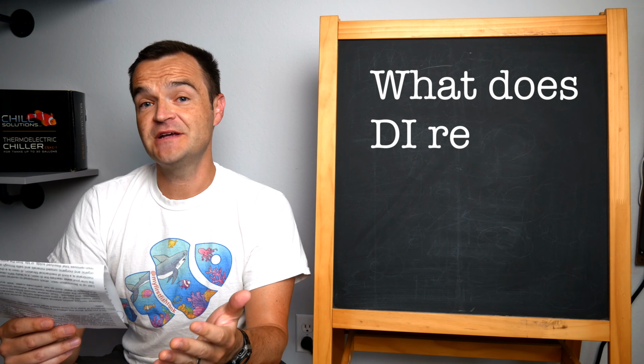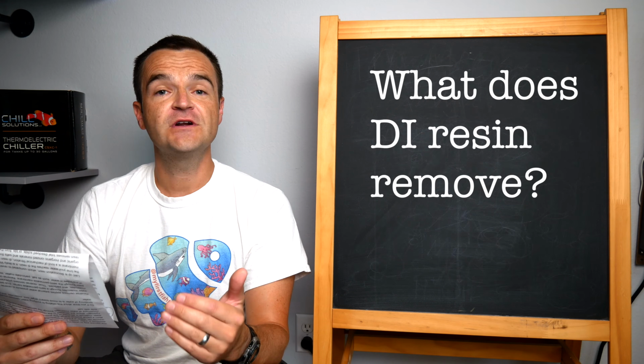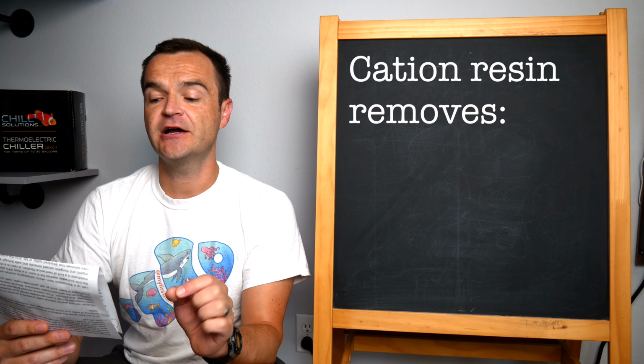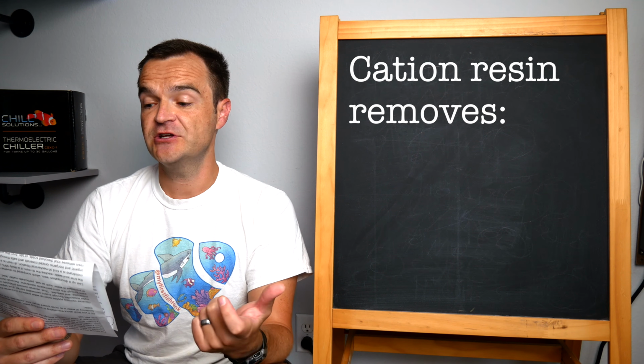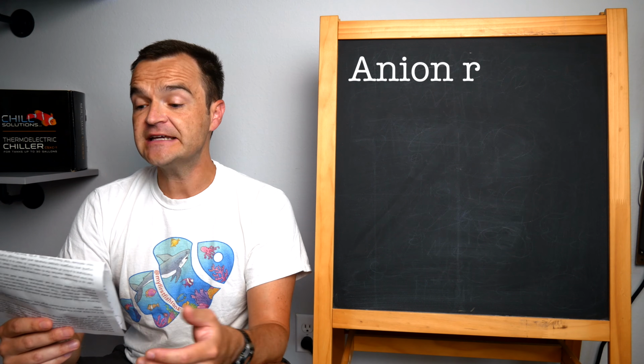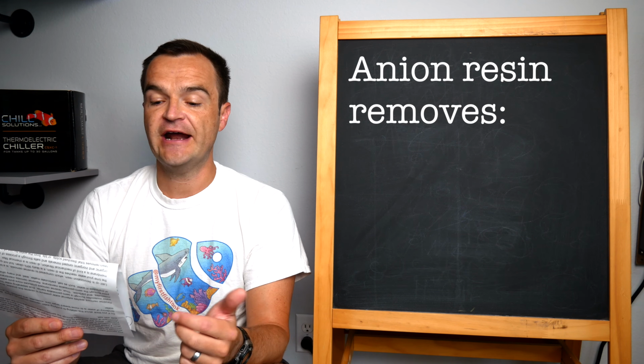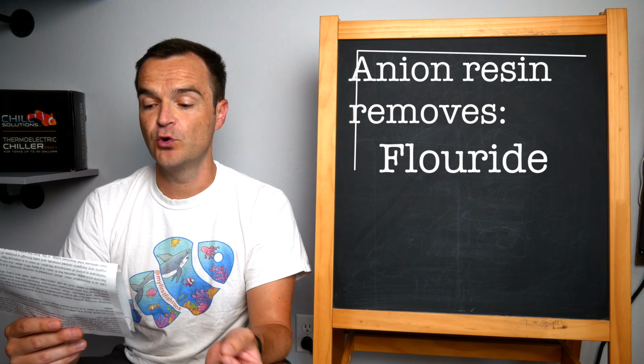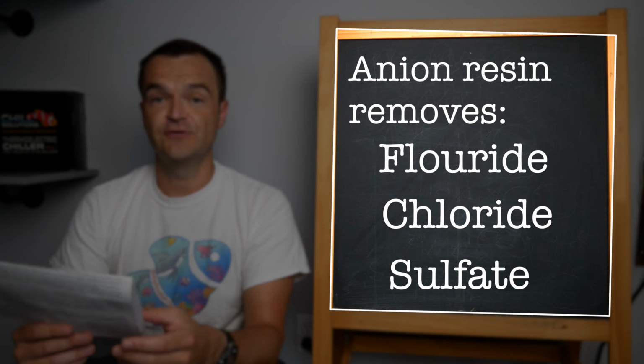So what does DI resin then exactly filter out? Well, for example, the positively charged cation resin attracts the positively charged ions in water such as calcium, magnesium, and sodium, while the negatively charged anionic resins attract those negatively charged ions such as fluoride, chloride, and sulfate.